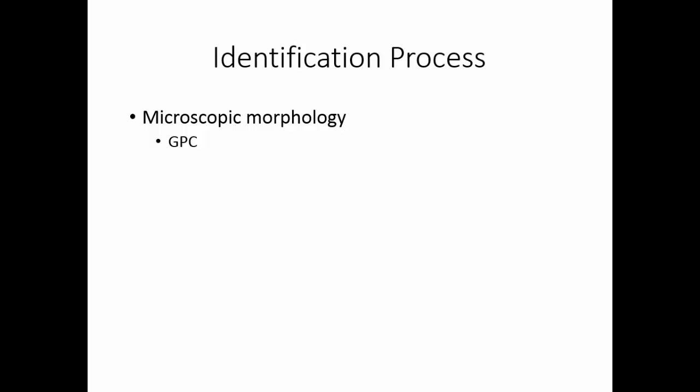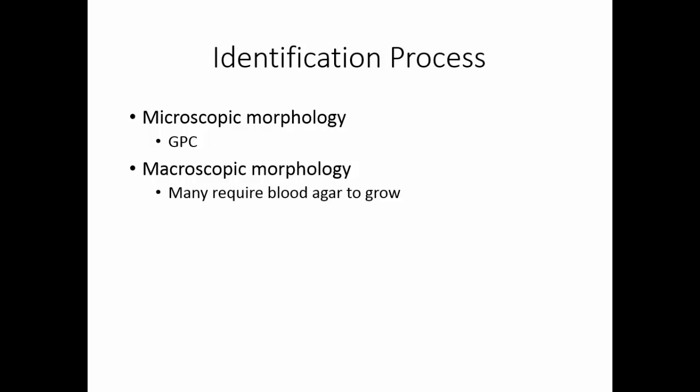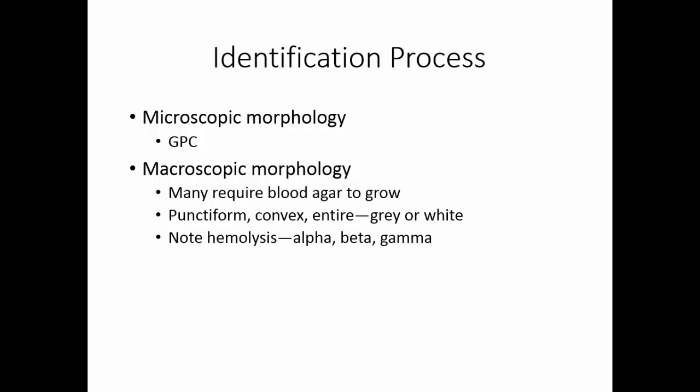The identification process always begins with the microscopic morphology. All Streptococci and Enterococcus are gram-positive cocci. You then want to look at the macroscopic morphology. Many of the Streptococci are fastidious and require blood agar to grow. They typically show as punctiform to circular colonies that are convex and entire. They may be gray or white in color depending upon the species. It is important to note the hemolysis. Note whether it is alpha, beta, or gamma. This is an important feature to identifying the organism. It's also an important feature to help you set up the appropriate biochemical tests.